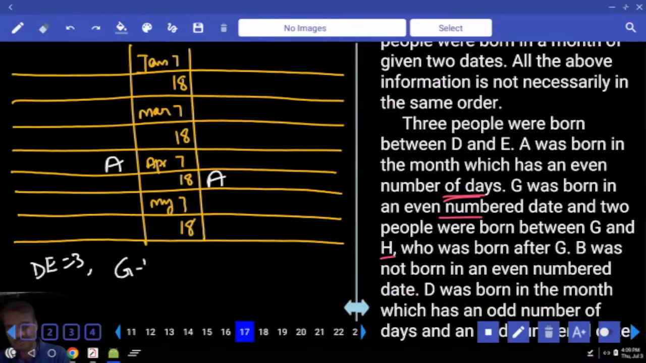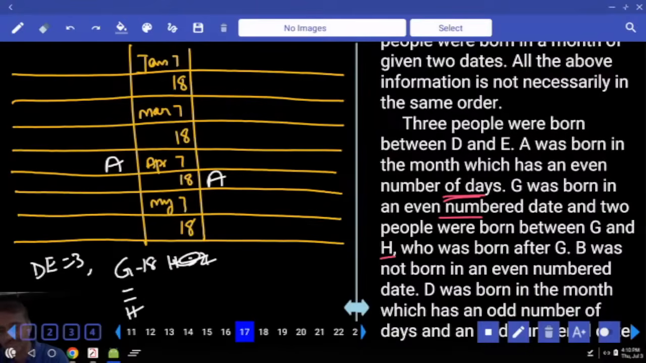Now, G is born on 18th, and there are 2 people between G and H, and H was born after G. Now, follow here. Can G be here or not? If G is here, there are 2 persons, which means H must be in the place of A. A and H must be in the same place. Not possible. Are you getting this one or not?